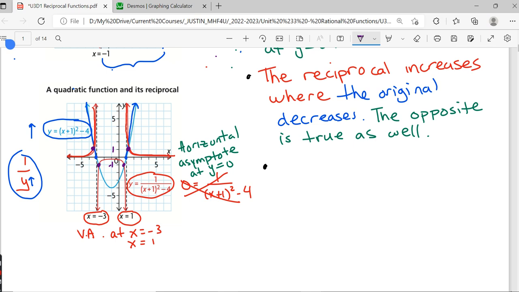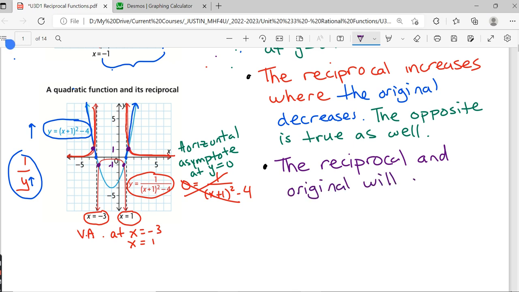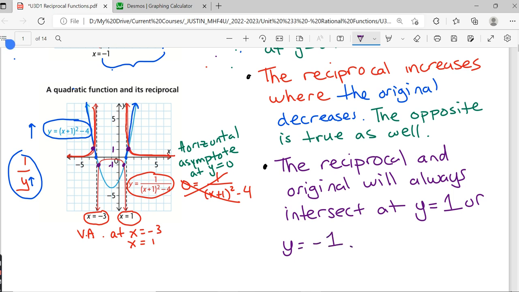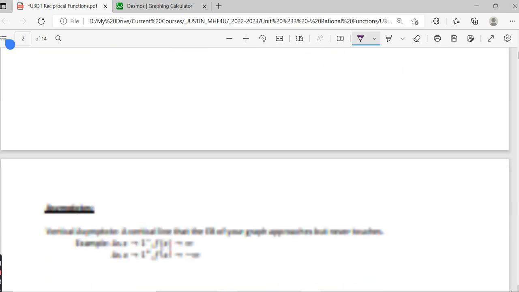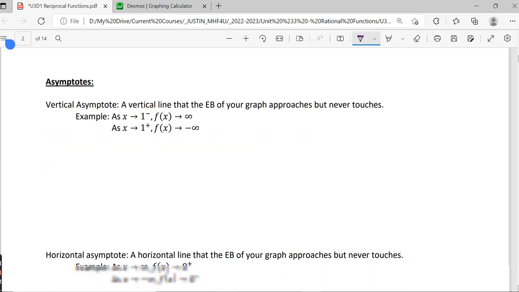Okay? So the reciprocal and original will always intersect at y equals 1 or y equals -1. Okay, so again on Monday I'll explain why that is. If you can figure it out, great. If not, just take my word for it right now. Okay, so let's go through a couple of these examples then.